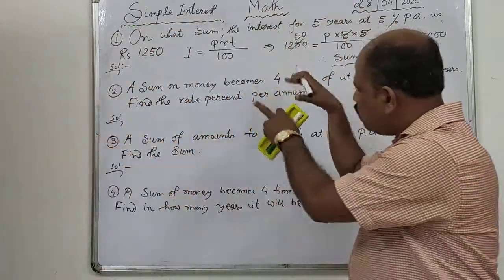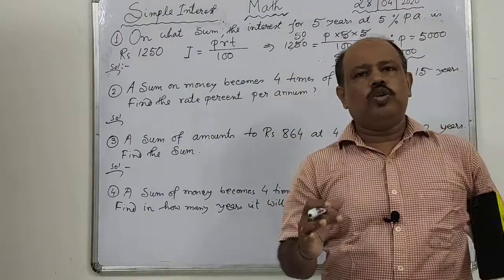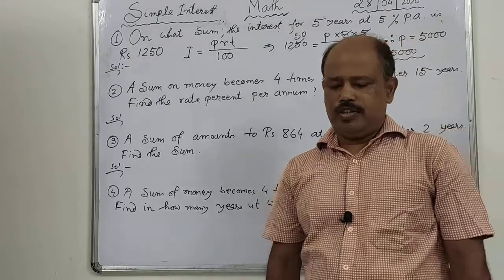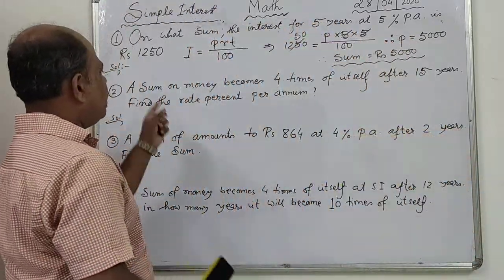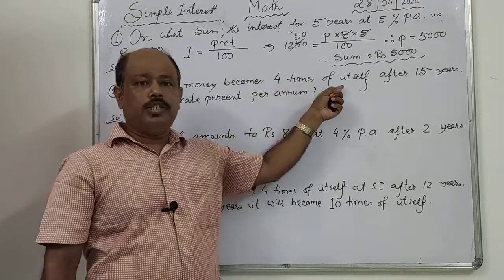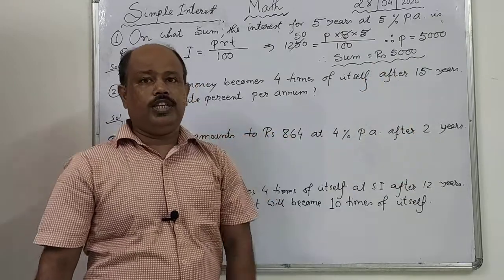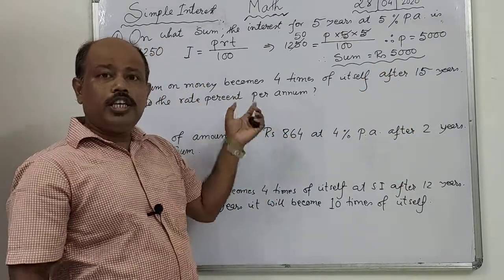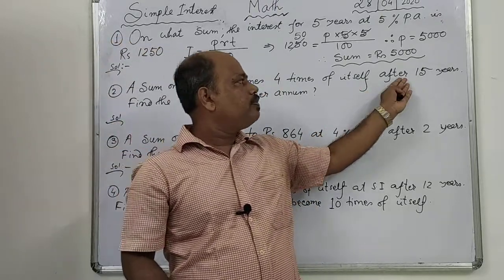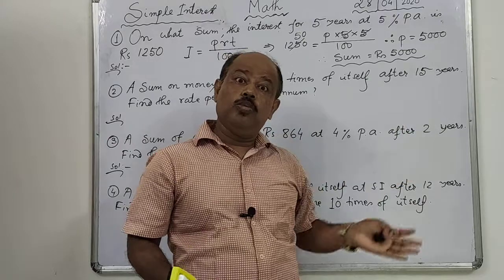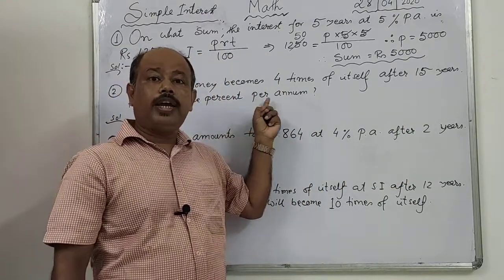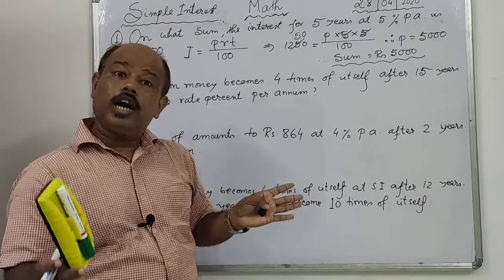এখানে যে কোশ্চেনস গুলো দেখছো সেগুলো সবগুলোই বেসিক ফরম্যাটে, ভিভিআই। ক্লিয়ার? বেসিক। A sum of money becomes 4 times of itself after 15 years. A sum of money, কিছু টাকা, becomes 4 times, 4 গুণ হয় after 15 years, 15 বছর পর. Find the rate percent per annum. তাহলে সুদের হার কত?